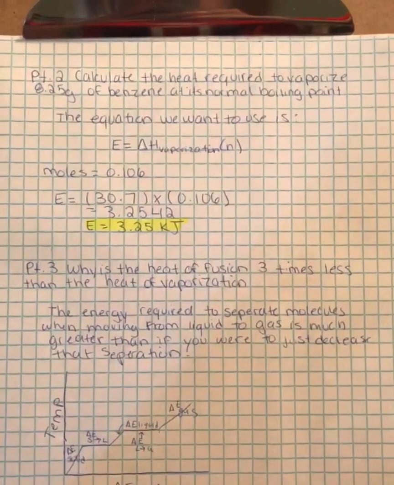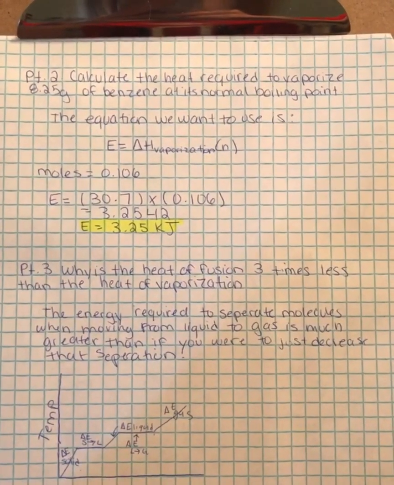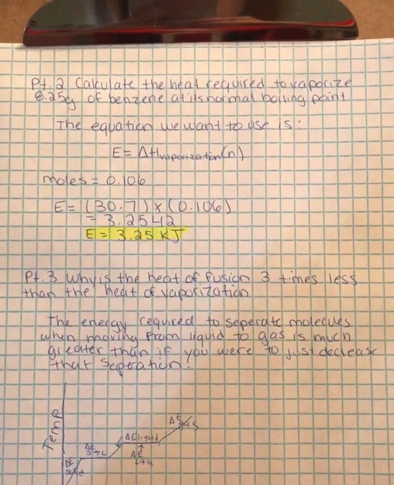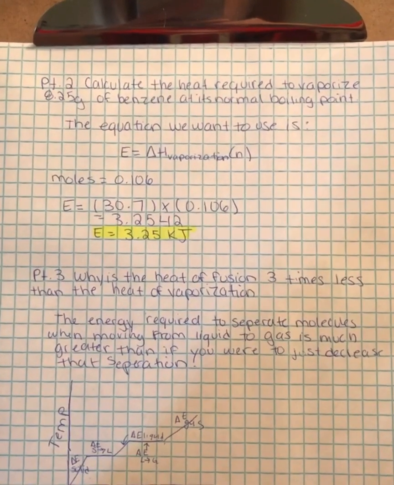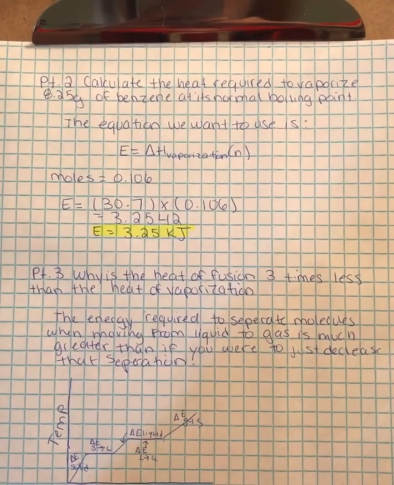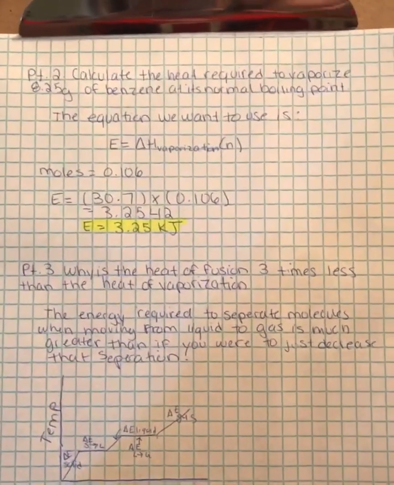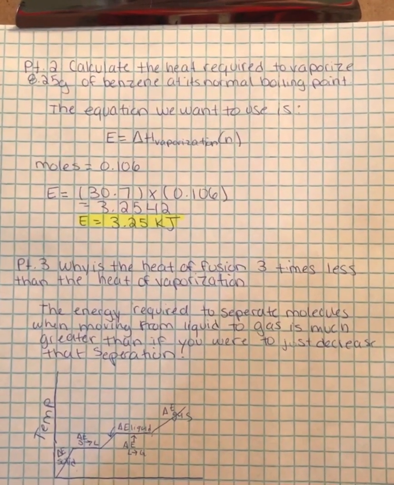For the second part of the equation, it states, calculate the heat required to vaporize 8.25 grams of benzene at its normal boiling point. We want to use the same equation, E equals delta H of vaporization times moles. Moles we calculated in the last step, which is 0.106. We then plug that into the equation, which is E equals 30.7 times 0.106, which equals 3.25 kilojoules.